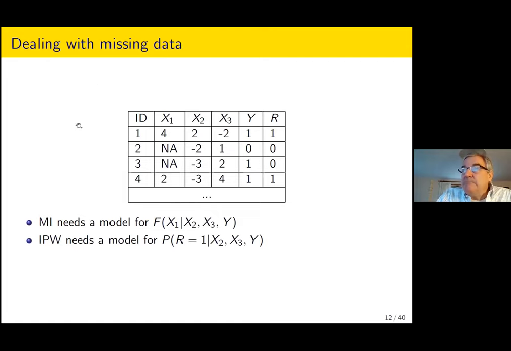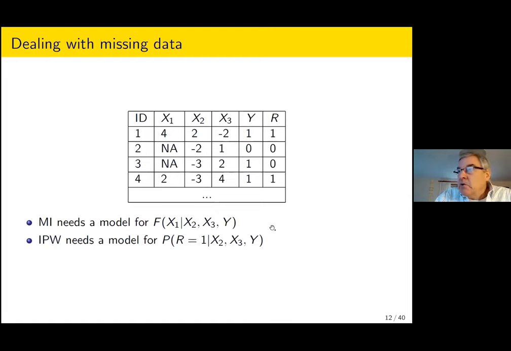Okay, so here's just a cartoon of four rows of data. We've got a binary outcome Y and three X's. You see X1 is missing in a couple of these. Then we create this variable R, which is the indicator of missingness. R is one if X1 is observed and zero if X1 is missing. So multiple imputation is going to come up with a model for X1 given the other X2, X3, and Y, or not. That's the question. Should we include Y there? And then inverse probability weighting is going to come up with a model for the probability that R equals one.